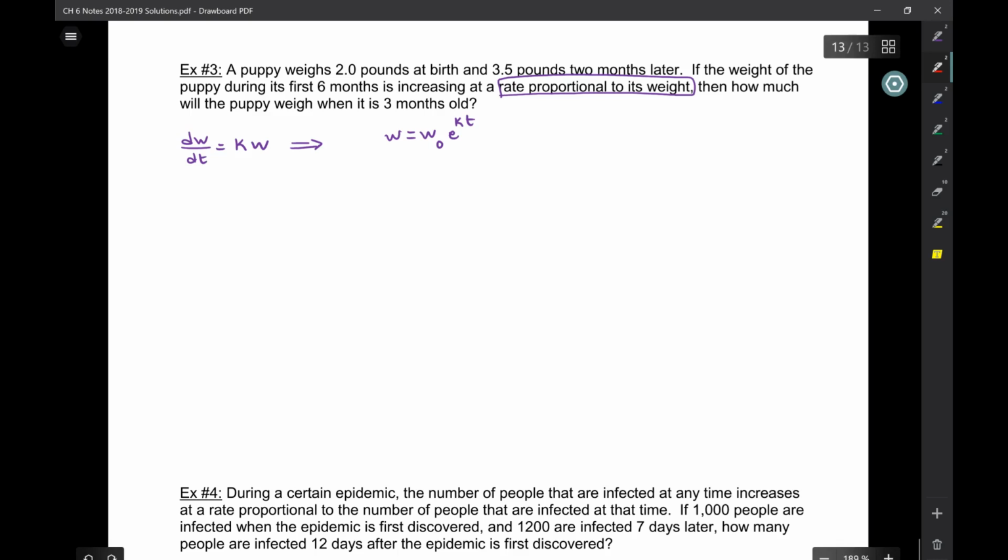A puppy weighs 2 pounds at birth. That means at birth, what's time? 0.